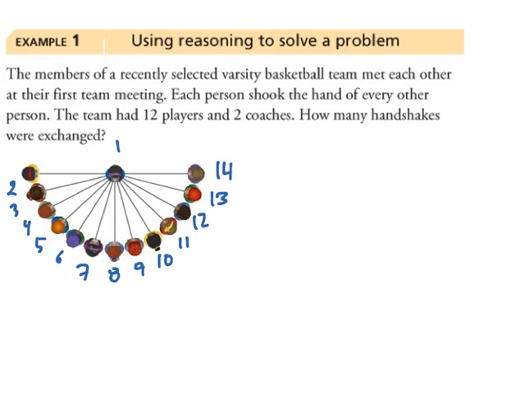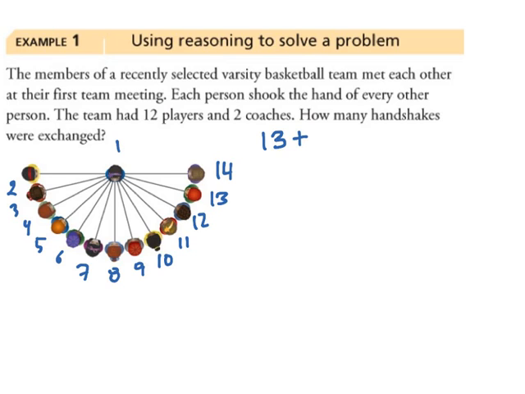Let's say you were the first player and you would have to shake hands with each and every other player in the team. How many handshakes would you make? And the answer is 13. You would have to shake everybody's hand except your own. So 13. So we've made all those handshakes.